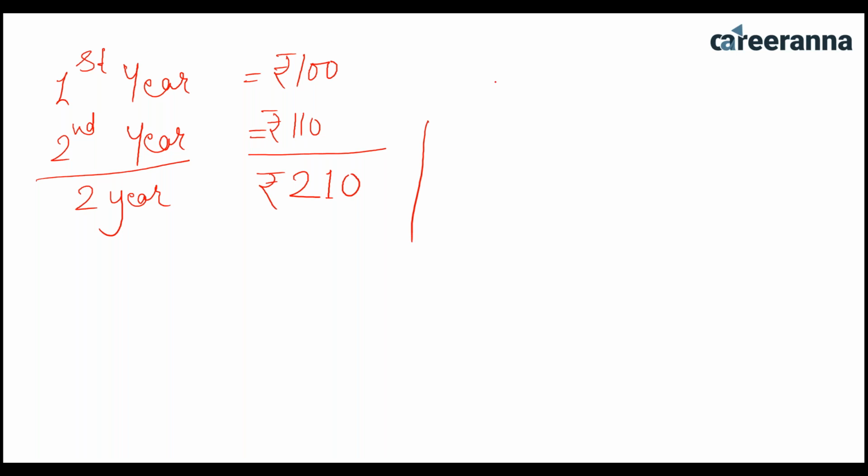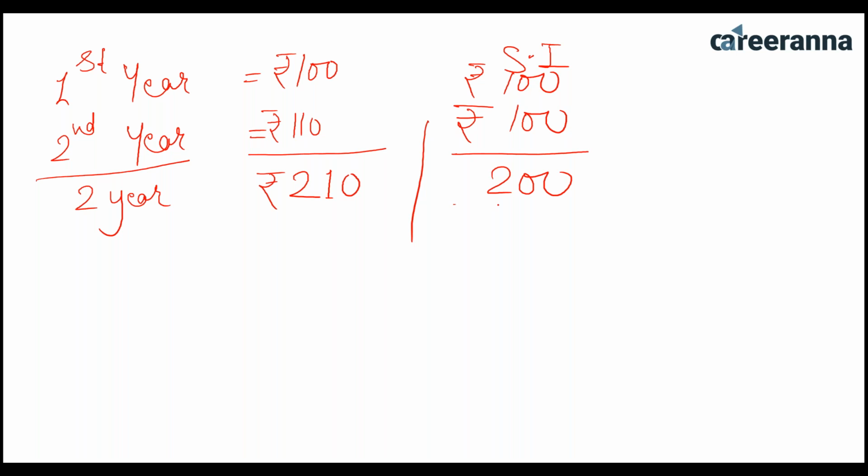If I talk about simple interest, my 100 rupee is going to be my interest for the first year, and for the second year as well, it is going to be 100 rupee. That means my simple interest for 2 years is 200. So can you see this difference? I was earning, or I'm getting, extra 10 rupee on compound interest.